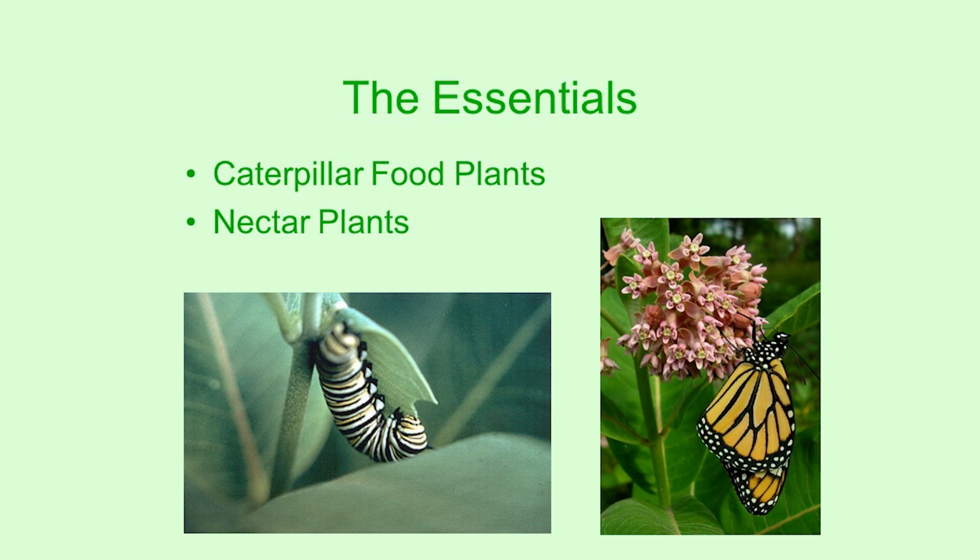So what are really the essentials for caterpillars, for butterflies, and for moths as a matter of fact, and a lot of other critters? In the case of butterflies, the caterpillar needs food to eat and grow, and the adult needs nectar plants. In this case, you see the monarch eating milkweed and then drinking nectar from the flower.